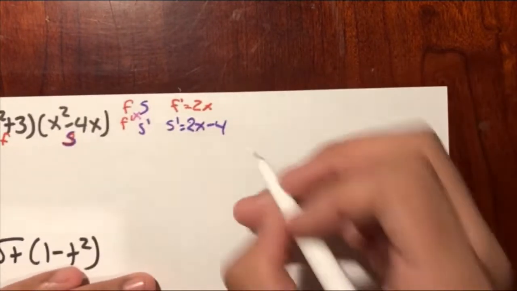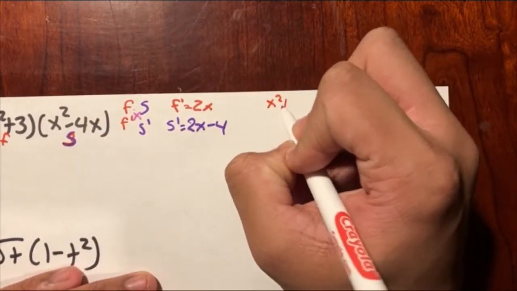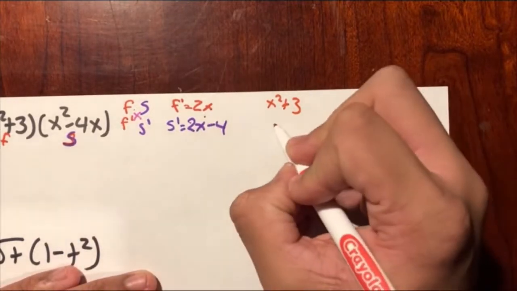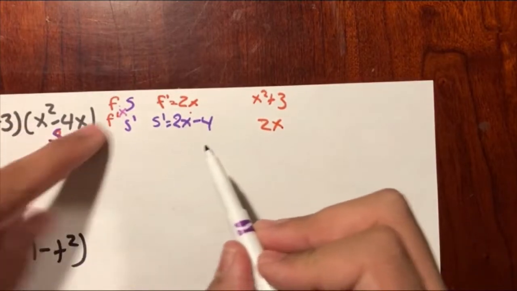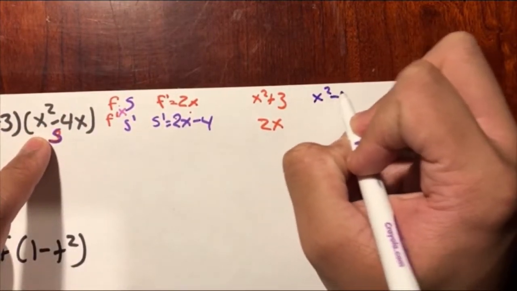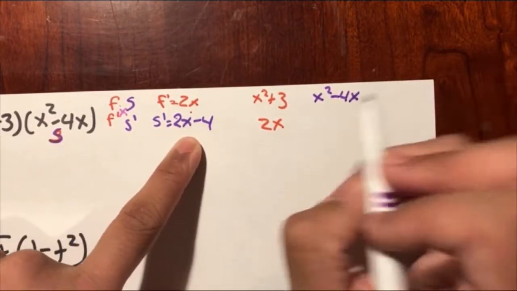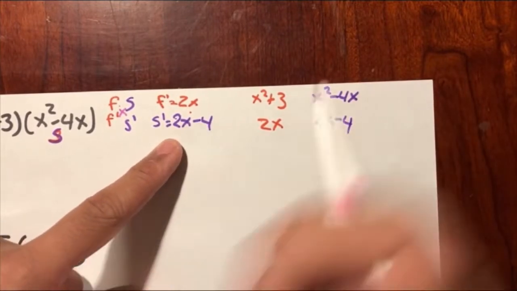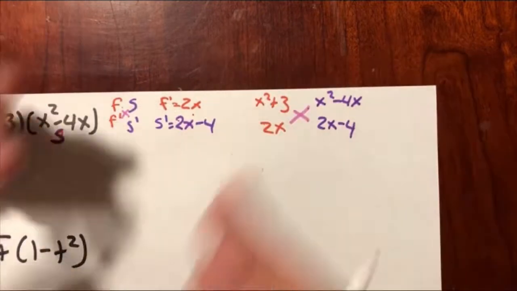Okay, so I'm going to list them all now. So I have f, which is my original function, x squared plus 3. I have f prime, which I found to be 2x. Then I have my original function s, which is x squared minus 4x, and then I have my derivative s prime, which I found to be 2x minus 4. Now I'm going to multiply these together, and add those two quantities.